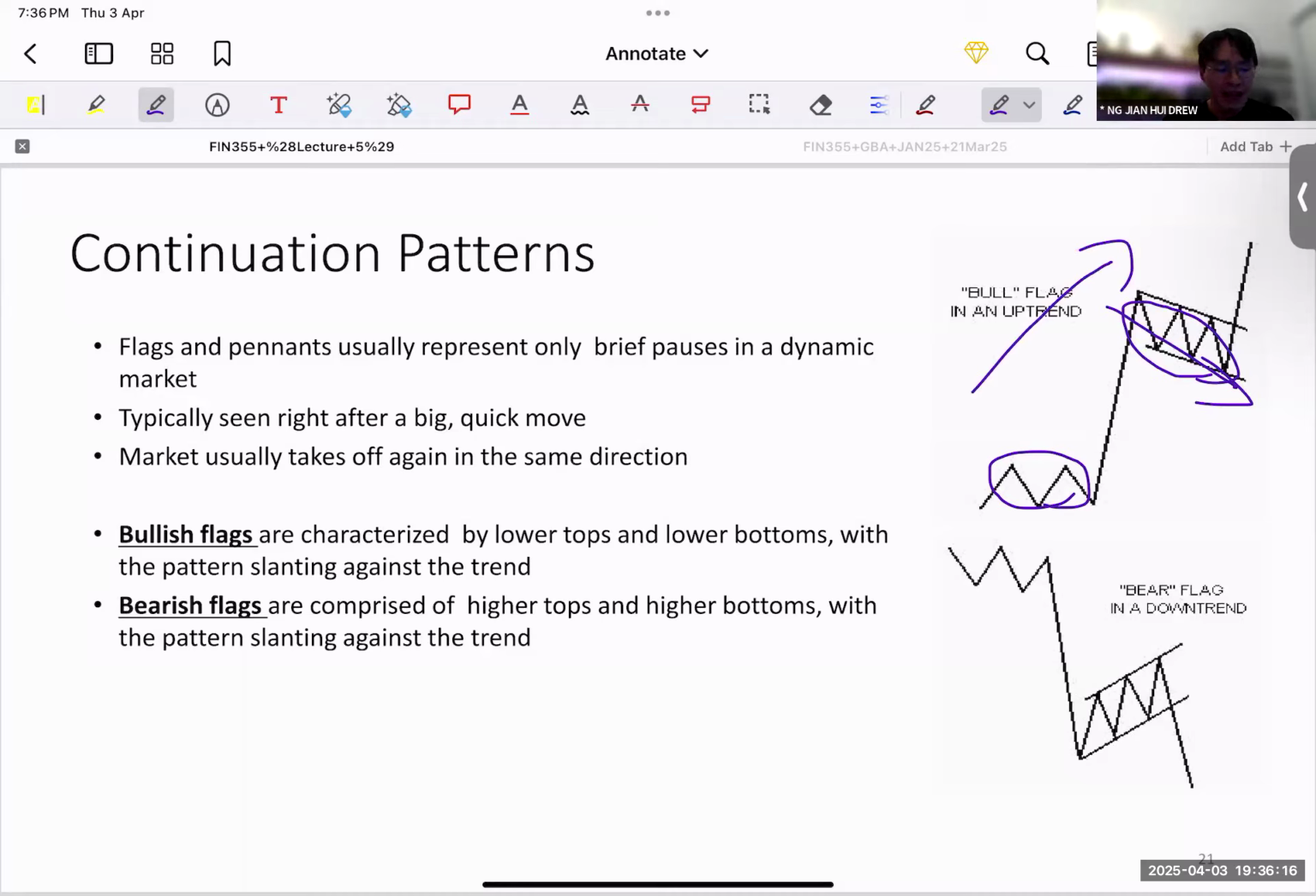For a bearish flag, it comprises a higher top here. It starts at a high, and then at the bottom, it goes against the trend by going upwards, even though it has dipped, but it goes upwards. But eventually, it gives way and just crashes downwards.